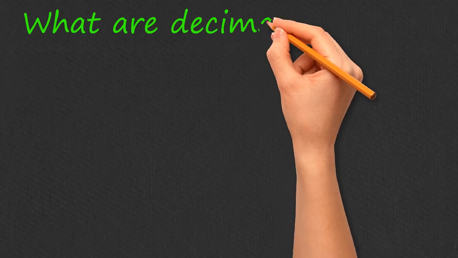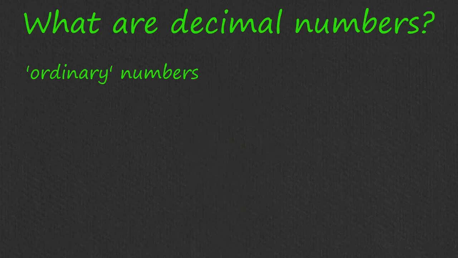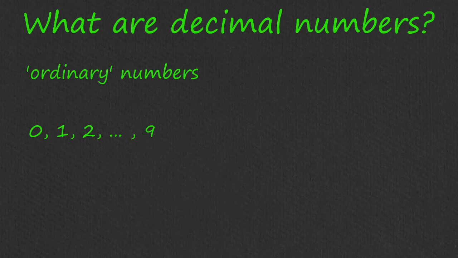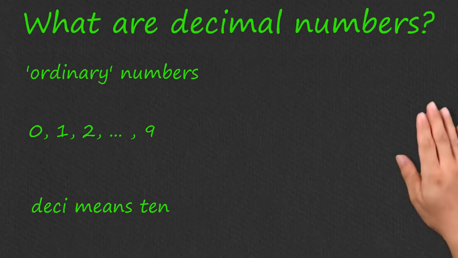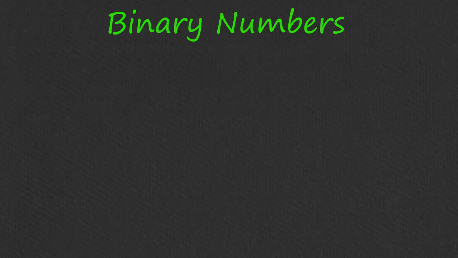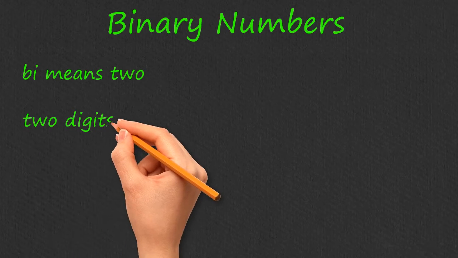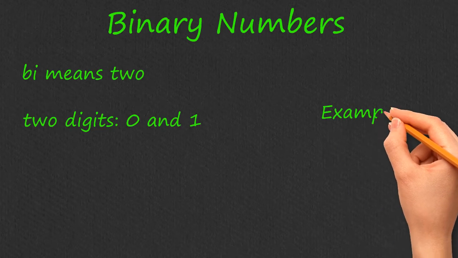First, let us remember what decimal numbers are. The decimal numbers are the ordinary numbers we use in everyday life, which have 10 digits, from 0, 1, 2, all the way to 9. Decimal means 10, which reflects the number of different digits we have in the system. Binary numbers are different. It helps knowing the meaning of bi as 2. So in the binary system, we only have 2 digits, 0 and 1. Here are some examples of binary numbers.